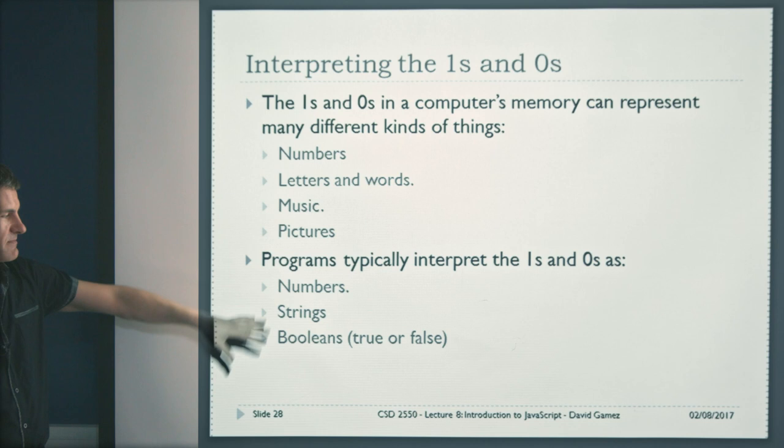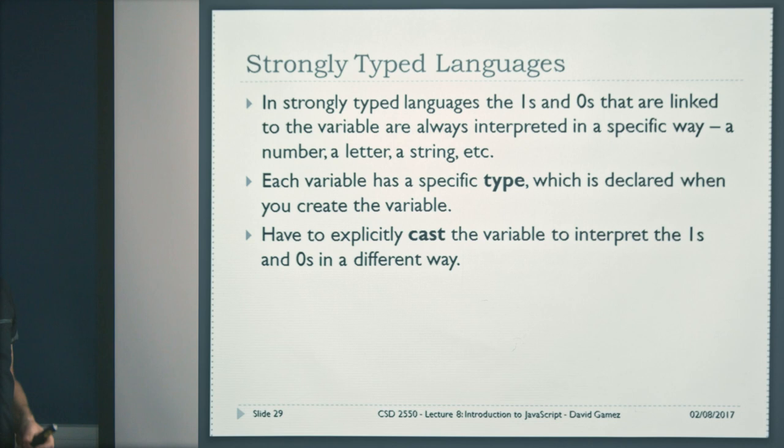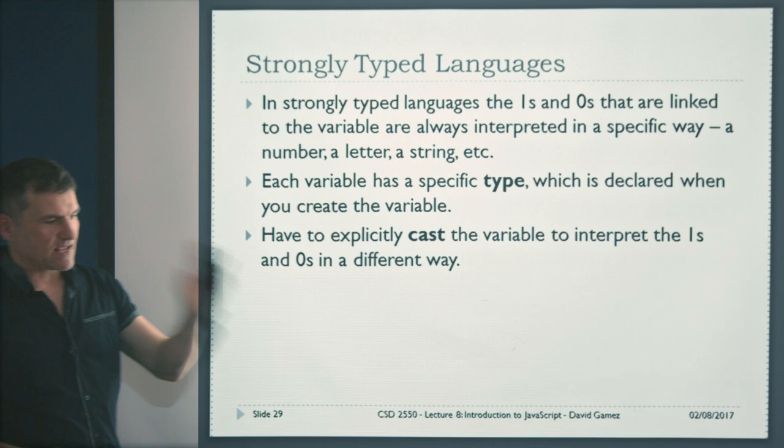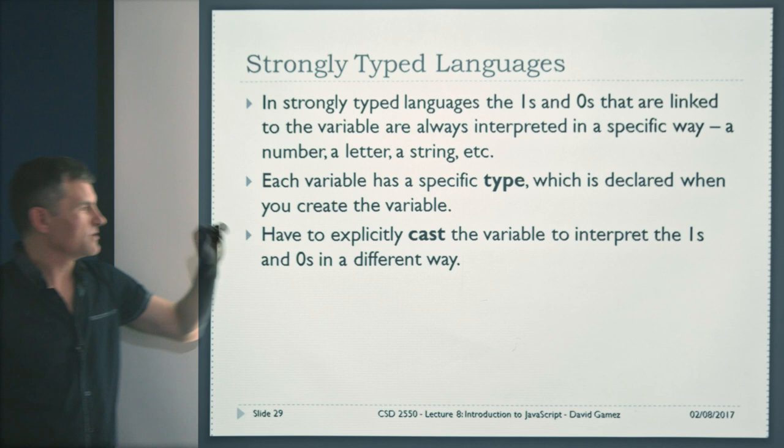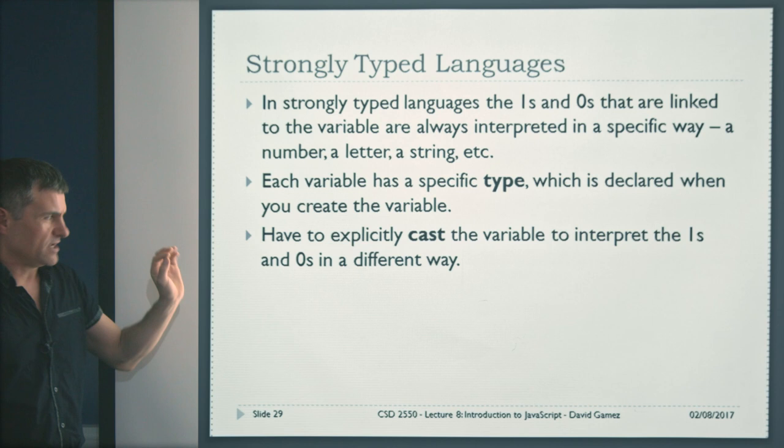Now, in a strongly typed language, by which I mean Java or C++, this kind of thing, the ones and noughts that are linked to the variable are always interpreted in a specific way. So when you declare a variable, you say, this is a number, this is a string, this is a boolean, and so on. That's what it means to say that each variable has a specific type, which is declared when you create the variable. So if you want to change the computer's interpretation of the variable, you have to explicitly cast it to interpret the ones and noughts in a different way.